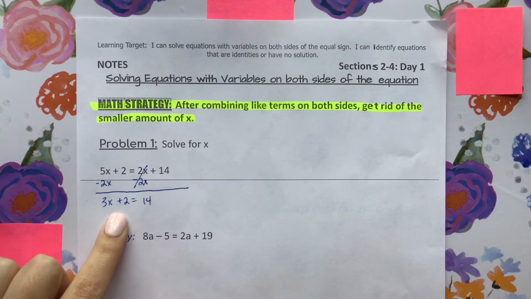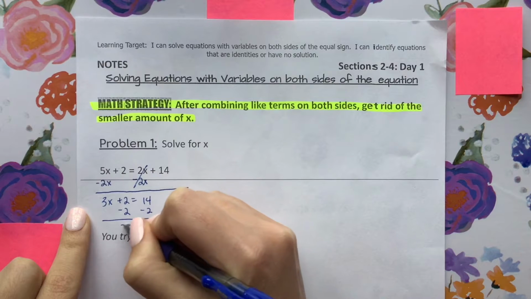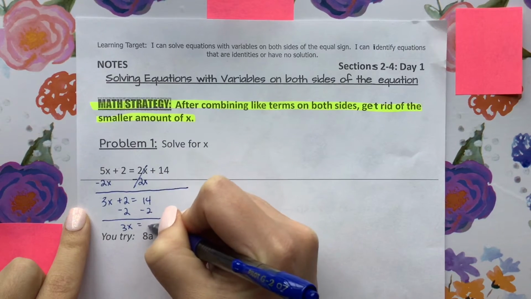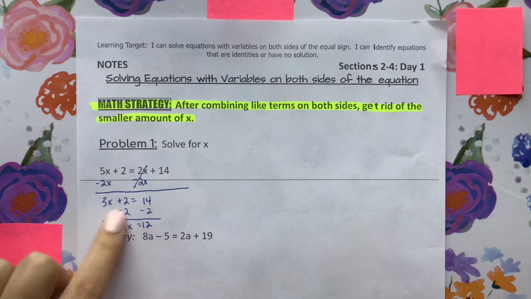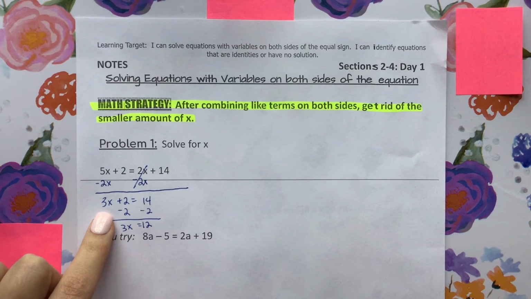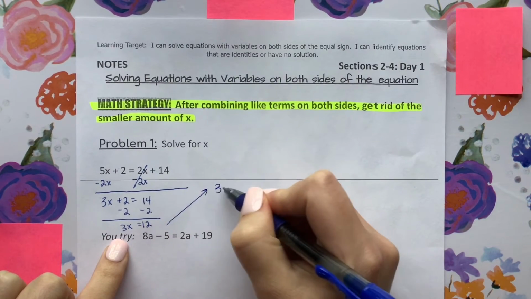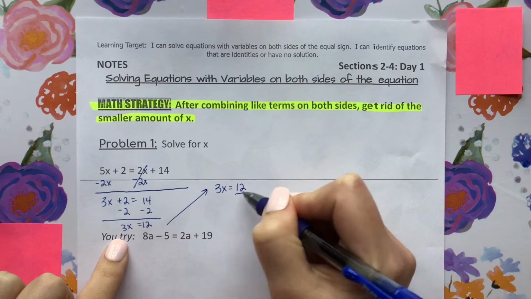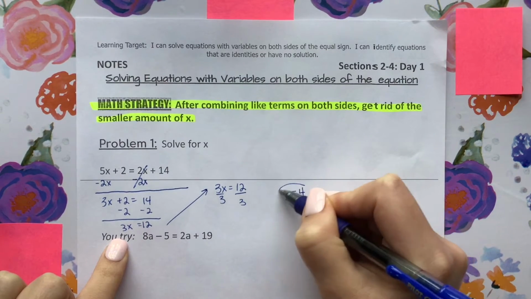I'm going to subtract 2 from both sides at this point because I have all my variables on one side, so now I'm trying to isolate it. Divide by, I'm going to have to rewrite this up here. So now I'm at 3x is equal to 12. I'm going to divide by 3 on both sides, and my final answer is x is equal to 4.